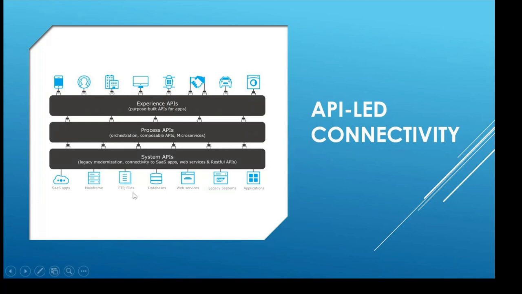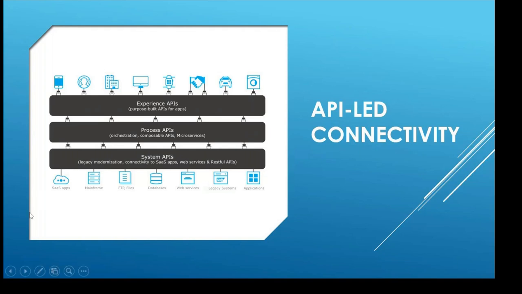So now, while developing APIs itself, I'll categorize APIs into 3 types. The first type will be my system APIs. The second type will be my process APIs. The third type will be experience APIs. Now, system APIs: I'll be connecting to the systems, nothing but my backend systems. Here, system indicates the backend system every time.